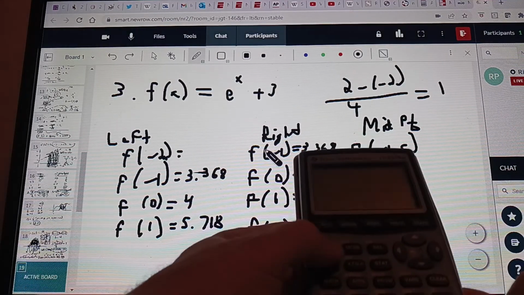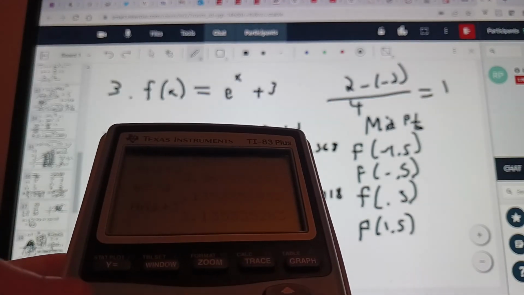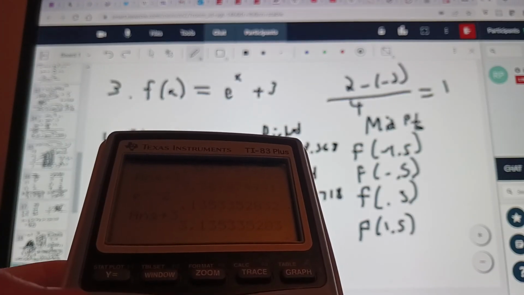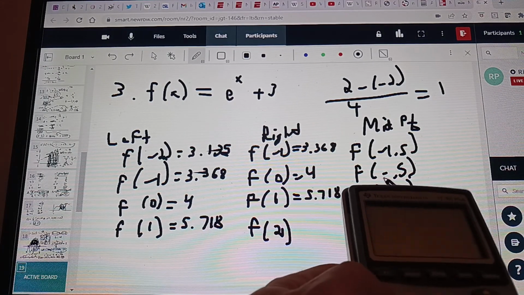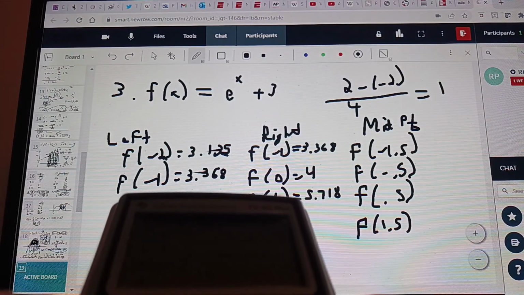E to the -2 plus 3 is about 3.135. E squared plus 3 is 10.389.